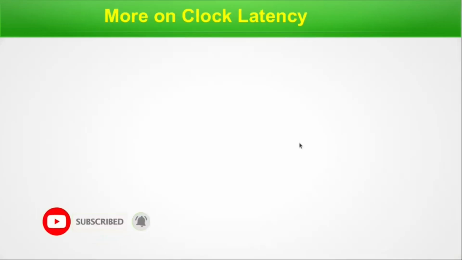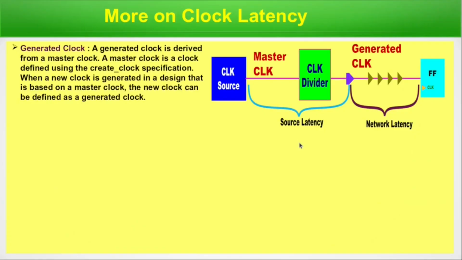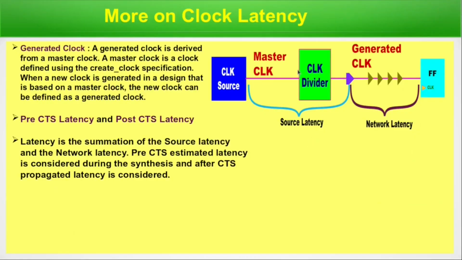More on clock latency. Now this is another diagram where the same thing is repeated for a generated clock. This is a system with a generated clock. A generated clock is derived from a master clock. A master clock is a clock defined using the create clock specification, and when a new clock is generated in a design that is based on the master clock, the new clock can be defined as a generated clock. That is the master clock.